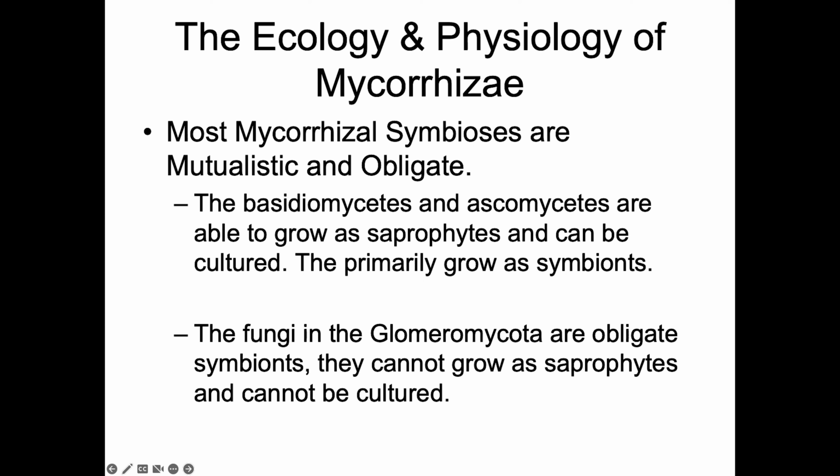The glomeromycota are obligate symbionts. They can't grow as saprophytes, and in fact, we have never been able to culture them to this day. I can't tell you what one looks like on a petri dish because no one's been able to do it. We work with them only with their hosts. That's how uniquely different they are. So how are we using these as inoculants? I'll talk about that.